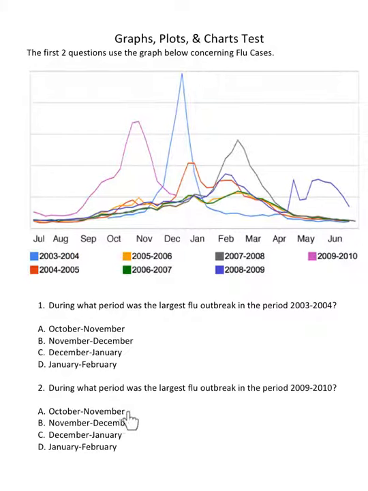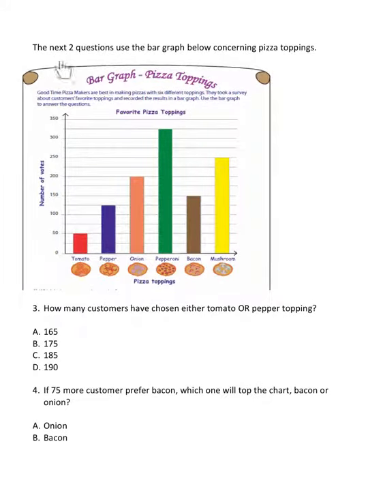A. October-November, B. November-December, C. December-January, D. January-February. The next two questions use the bar graph below concerning pizza toppings. Number 3. How many customers have chosen either tomato or pepper topping?